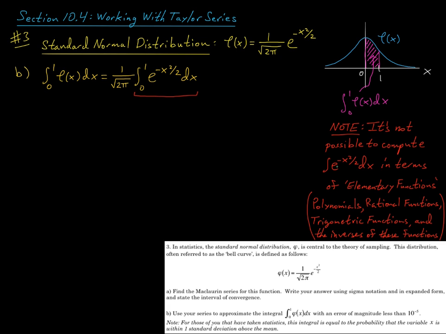the antiderivative of this function e to the negative x squared over 2 in terms of what are known as elementary functions. So in other words, I can't write down an antiderivative to this function in terms of polynomials, rational functions, trig functions, and the inverses of these functions. So things like logarithms or inverse trig functions, just can't do it. So put another way, any integration technique that you've learned will not work.